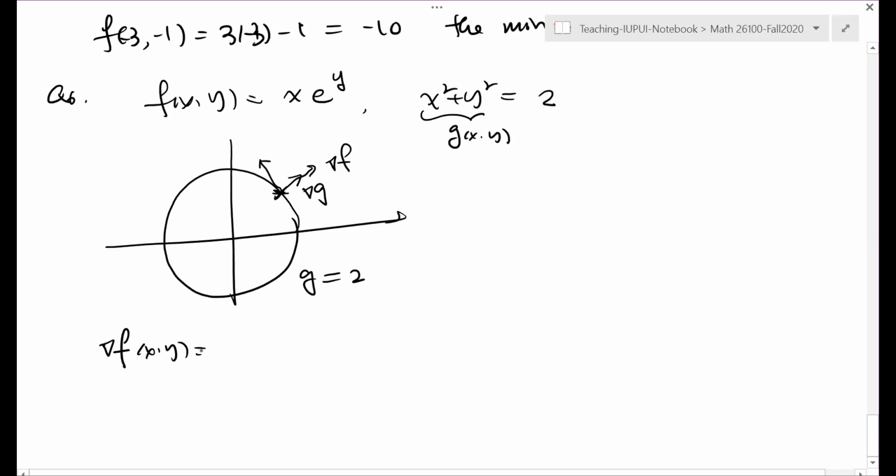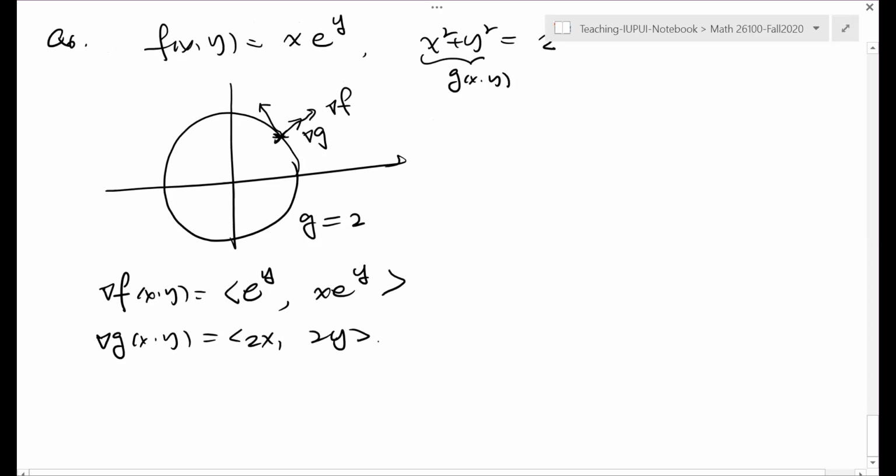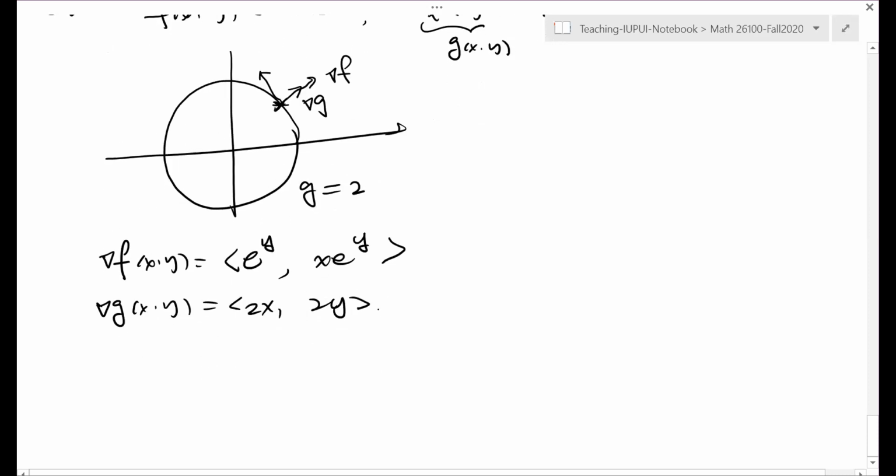All we have to do is find the gradient of the function f and the gradient of function g. When you differentiate with respect to x, you get e to the y. When you differentiate with respect to y, you get x times e to the y. The gradient of g is still 2x, 2y. So if the function has a local maximum or minimum value somewhere here, then you get two equations.